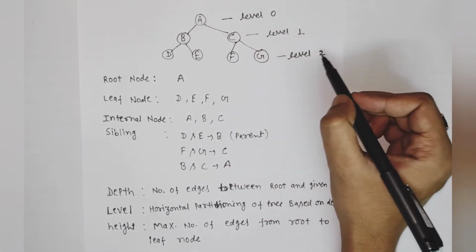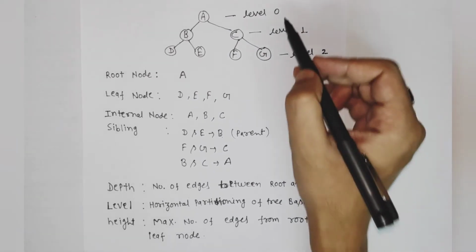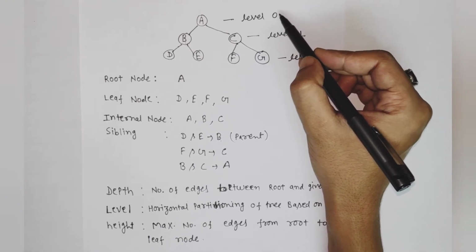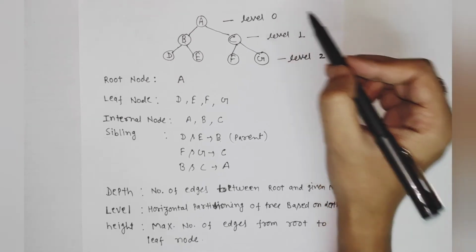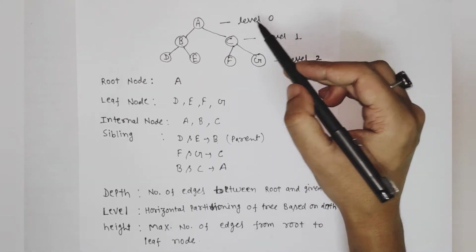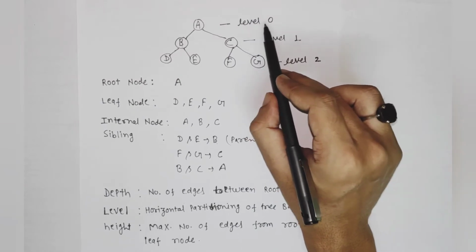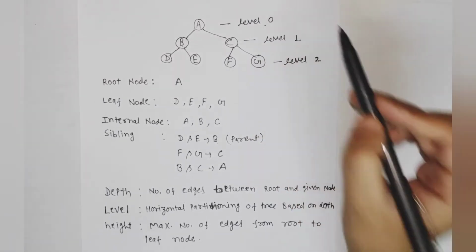So in this tree the maximum level is 2. You can start the level from 1 also. This is just counting. So you can start with 1 instead of 0 also. So in many books you will find the first level as level 0 or you can find the first level as level 1. This is just a terminology.